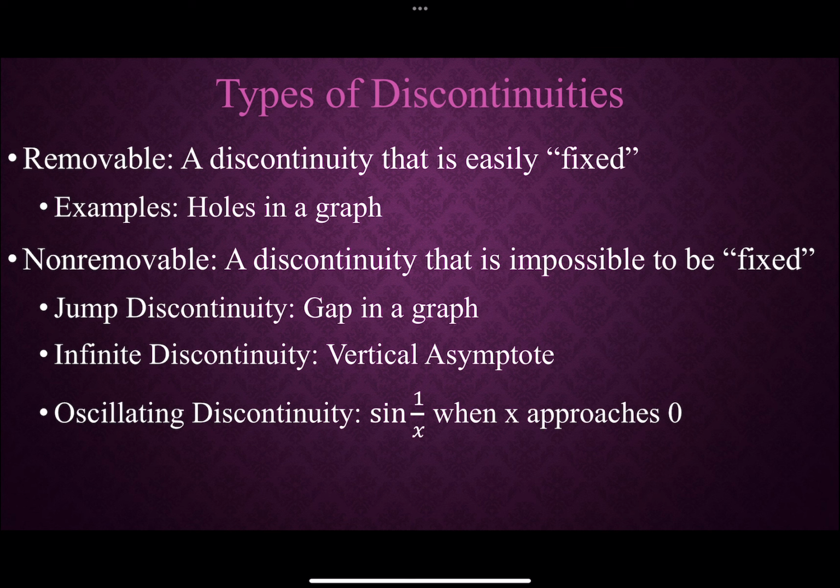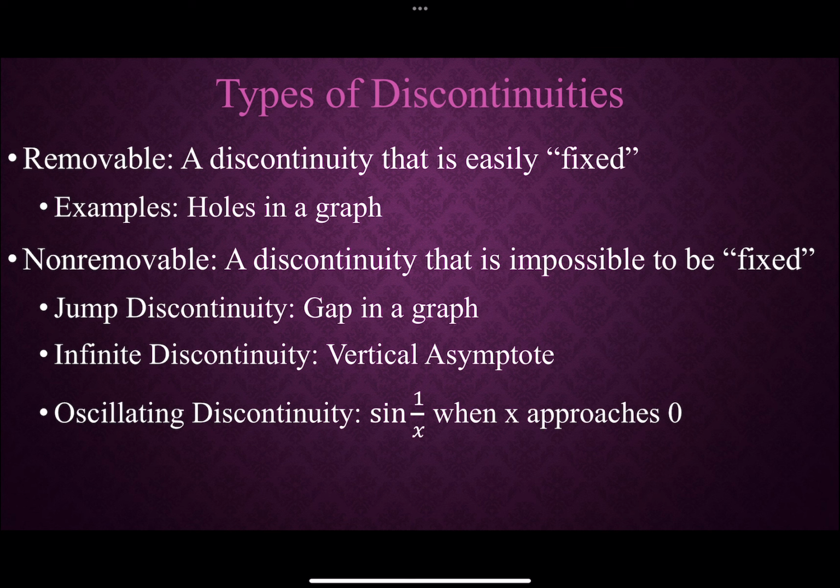So there are four types of discontinuities that we'll discuss. Really only three, as we'll discuss with that oscillating one. But if there's a hole, it's called removable. It's a removable discontinuity because it's easily, quote-unquote, fixed. You just fill in the hole and that's it. No longer is it discontinuous. But then we have three non-removable discontinuities where it's impossible to fix it.